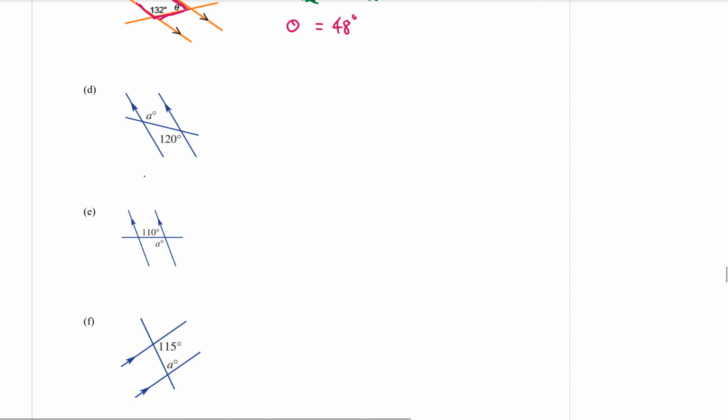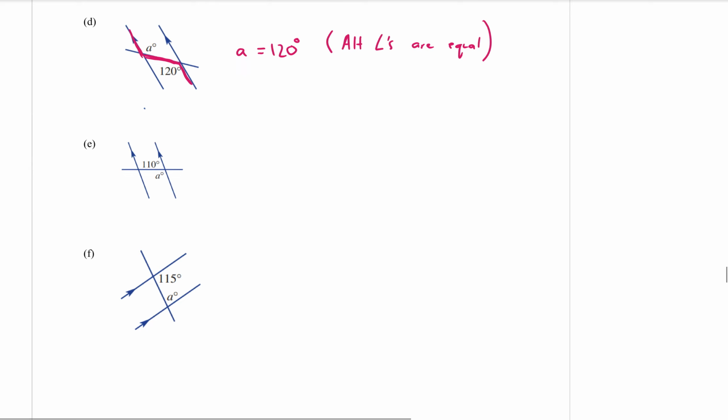Part D, draw the arms around the angle, around the A and around the 120. That is forming a sideways Z shape. So that means that A is equal to 120 degrees because they're the alternate angles, and those angles are equal. Write the reason in brackets. Alternate, we shorten that to ALT. Alternate angles are equal.